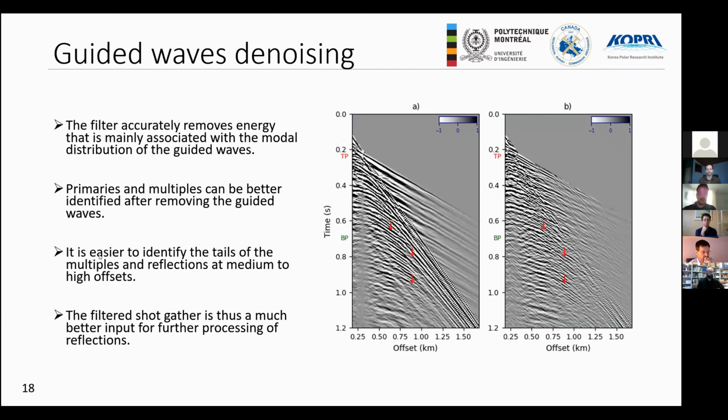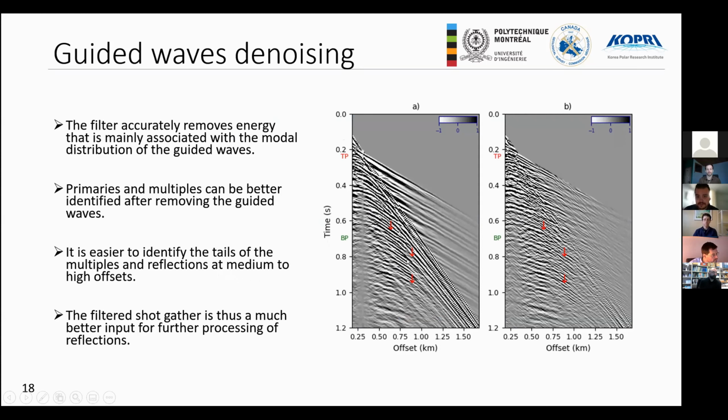In the shot gather, we can say that the primaries and multiples can be better identified after removing the guided waves, as, for example, in here. It's much better to identify. It's easier to identify details of the multiples and reflections at medium to high offsets. So that's why the arrows are in here.